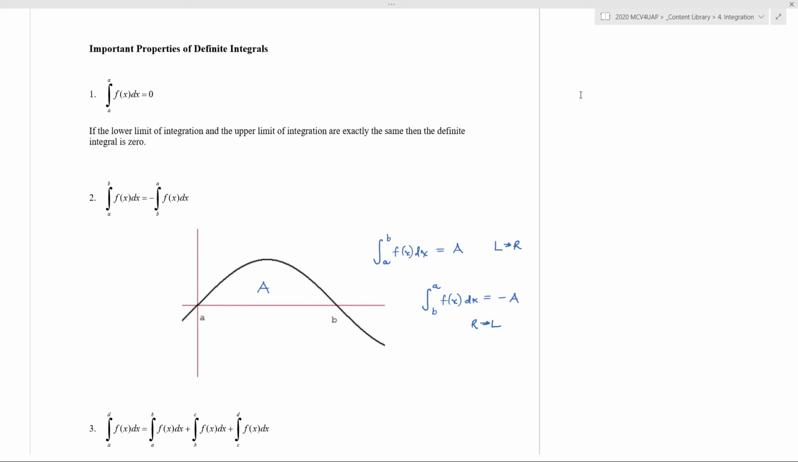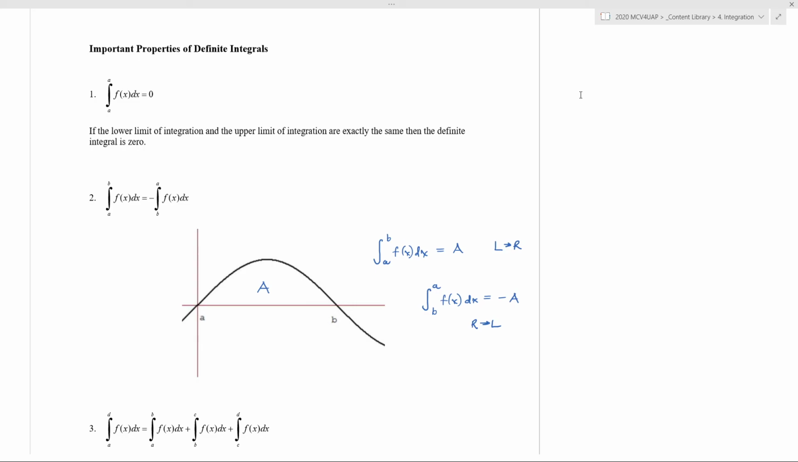Number 2 is just saying that if you integrate from a to b and you get an answer, if you take that same region and integrate the other way, from right to left, it's just the negative of what you get when you integrate from left to right. So the integral from a to b of some function is equal to the negative integral from b to a of some function. That's the difference between integrating from right to left and left to right.